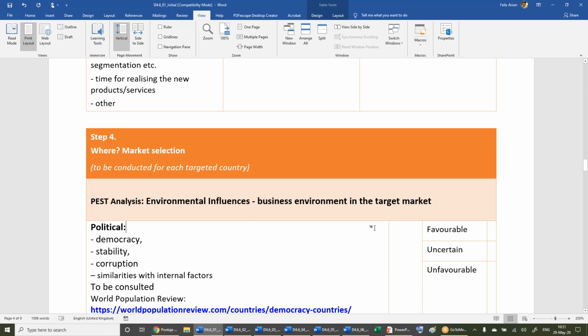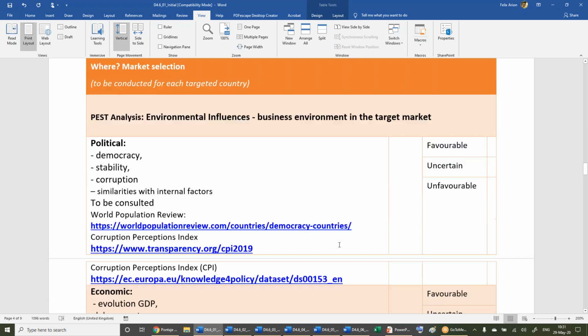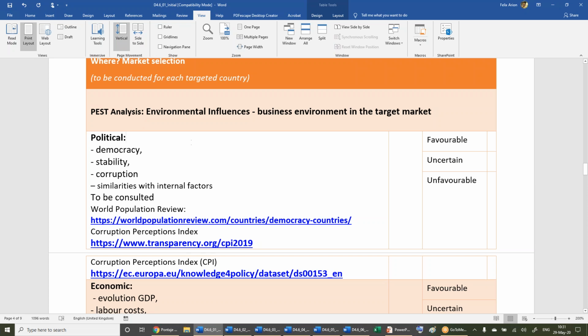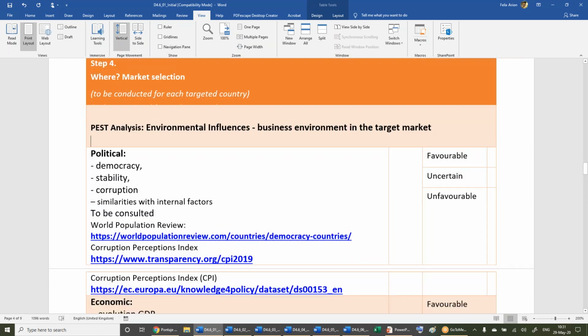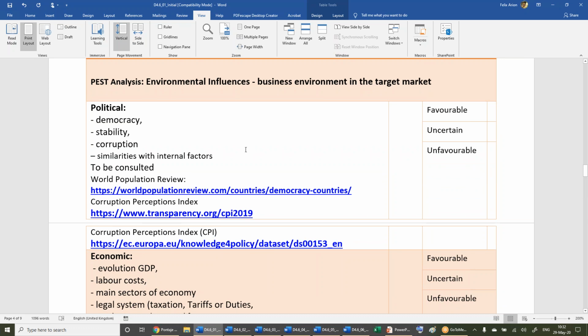Well, of course, and then we are talking about the market, and that's a lot of information that you probably, some of them have it, some of them you don't have it. This is the PEST analysis, which is practically analysis of environmental influences, especially on the target market. It's coming from political, economic, social, and technological, but I suppose you already know that. For each of these 4 elements, we expect you to mark if it's favorable, uncertain, or unfavorable from your point of view, and how that can be used for your company.